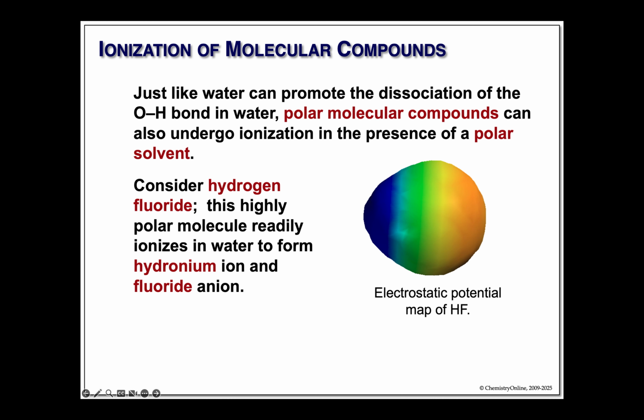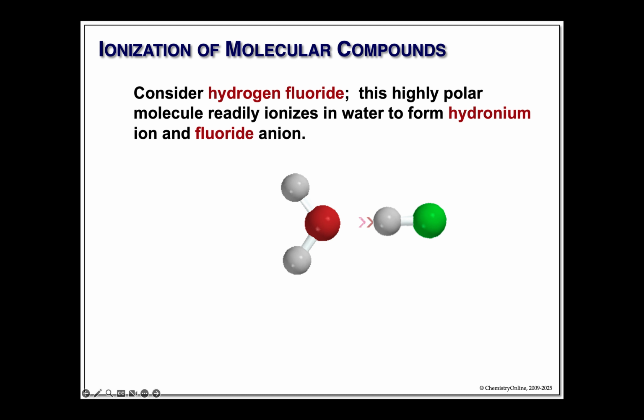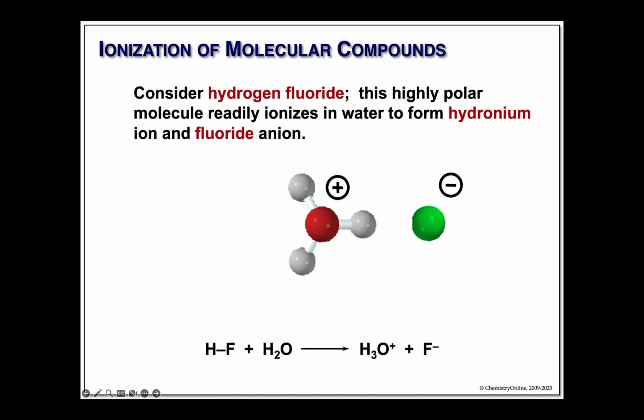If we put hydrogen fluoride in water, it will line up and it will hydrogen bond very effectively. Just like with water itself, if this complex gets just a tiny kick, tiny bit of energy from somewhere, this HF bond will break and we will form hydronium and fluoride anion.